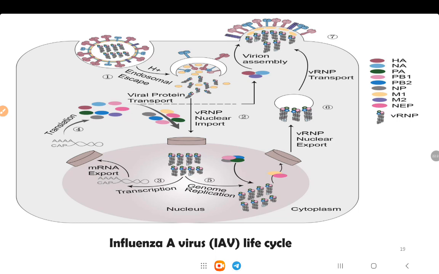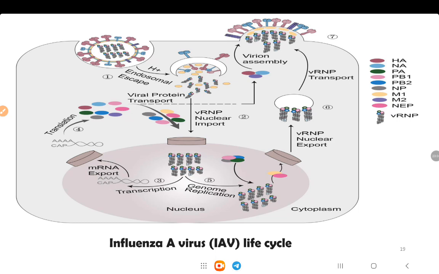Viral proteins are expressed at this point, and the newly synthesized proteins are assembled. The complete virion is released from the cell by budding, which means it has an envelope. Eventually the virion is released from the host cell surface via neuraminidase-mediated receptor destroying.